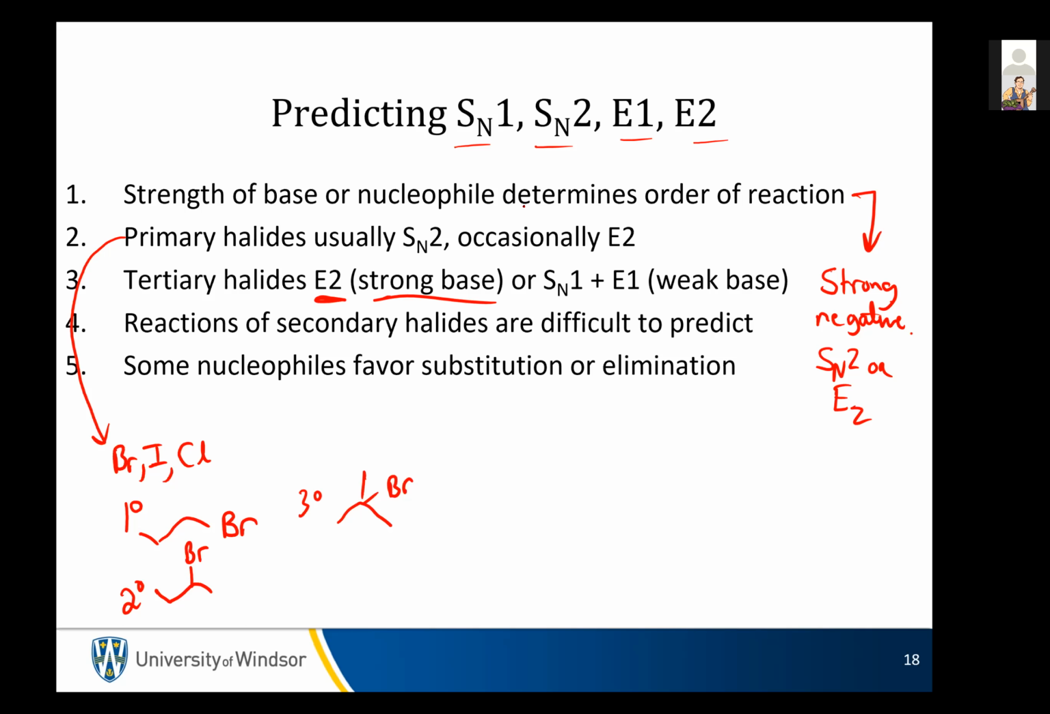If you have a weak base, you're going to make a tertiary carbocation, which is awesome. That doesn't help you determine between SN1 and E1 because they both make tertiary carbocations. And it's the same tertiary carbocation. But a tertiary halide will not go SN2.